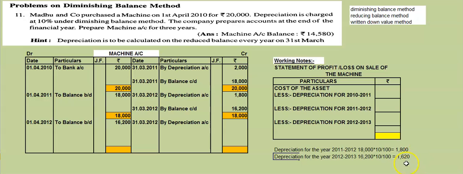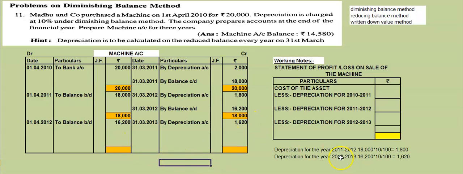How much will you get? 1,620. How? You have to cancel the zeros. This 0, this 0, this 0, this 0 is cancelled. How much is remaining? 1,620. So this is the depreciation for the third year. So your date is 2013, not 12. From 12 to 13. So in this way you have got the depreciation. How much depreciation do you have to take now? 1,620. Now, what is the last step?